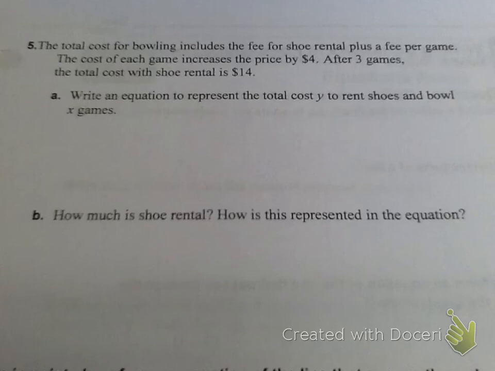Alright, number 5. The total cost for bowling includes the fee for shoe rental plus a fee per game. The cost of each game increases the price by $4. After 3 games, the total cost with shoe rental is $14. Write an equation to represent the total cost y to rent shoes and bowl x games. So, total cost y equals, the cost of each game increases the price by $4. So each game costs $4. And after 3 games, the total cost with shoe rental was $14.